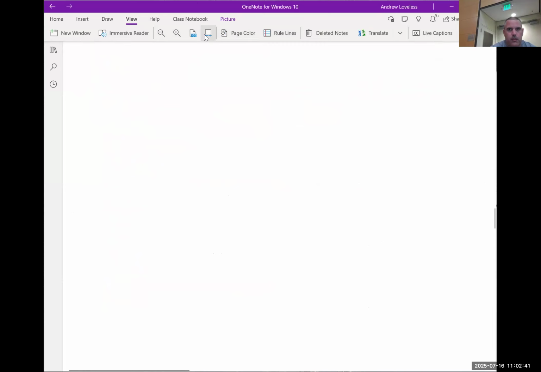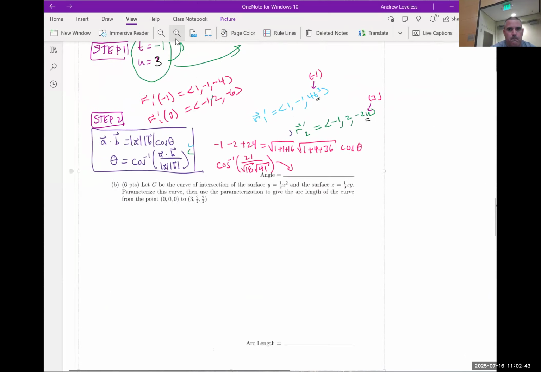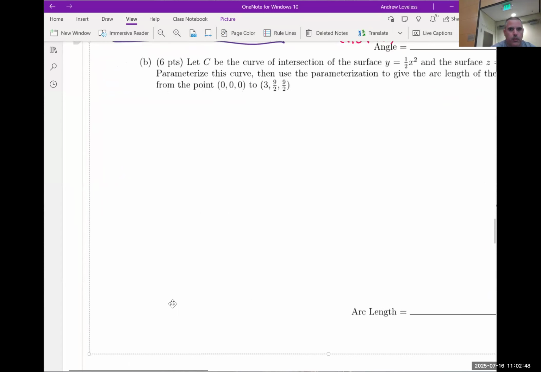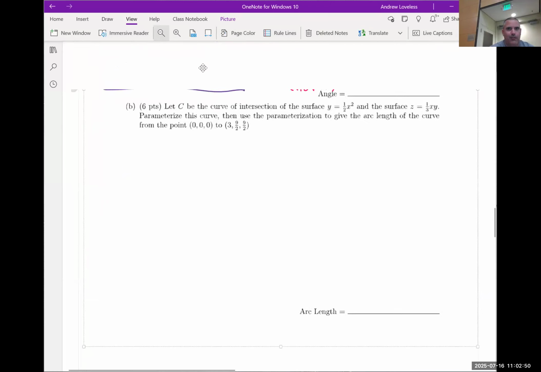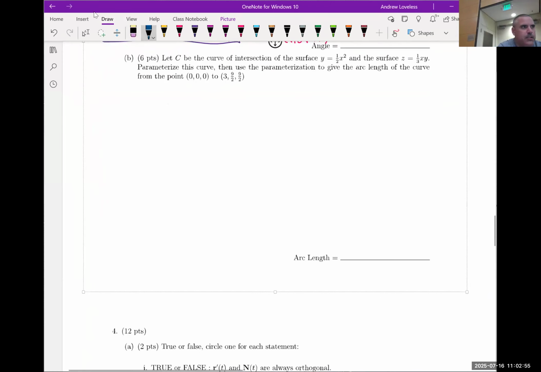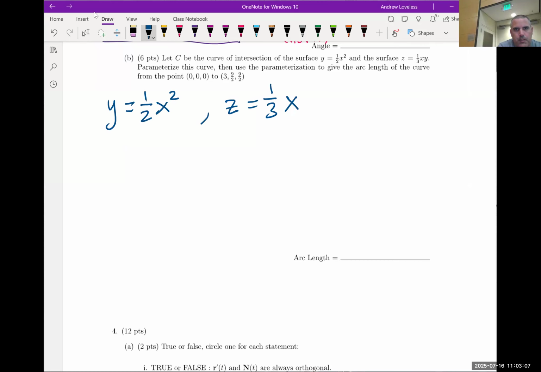And let me do this. Is this gonna work? No, it's not. I don't really like how OneNote works, but it's harder when I have the Zoom window open. Okay, curve of intersection, I'll just write a little bigger so we can see it, of these two things. And it says these are both surfaces. And it says we want to know the arc length. I'm just going to make it bigger so you can see.